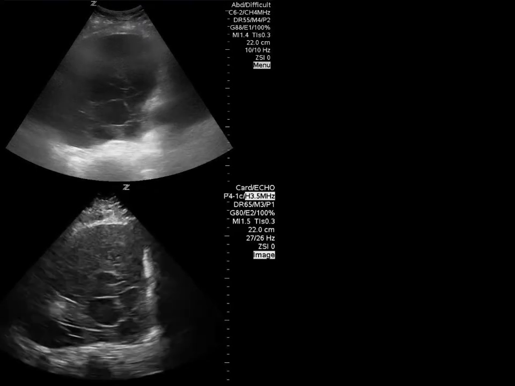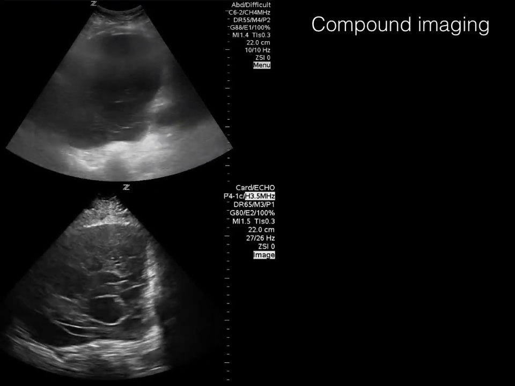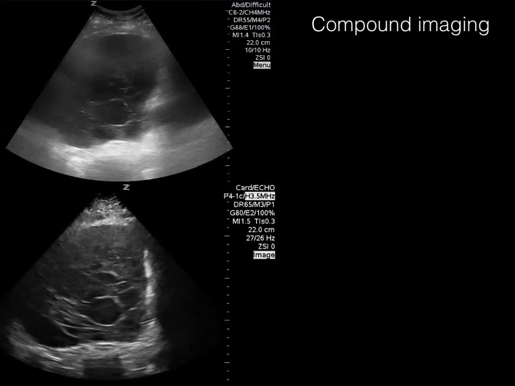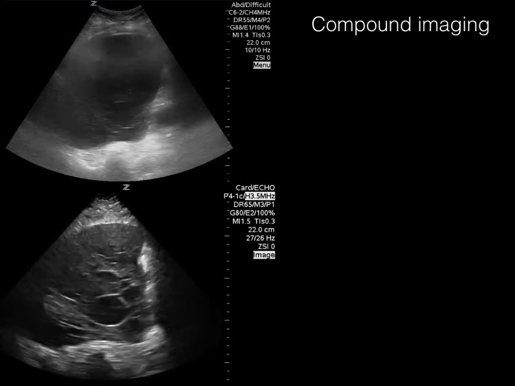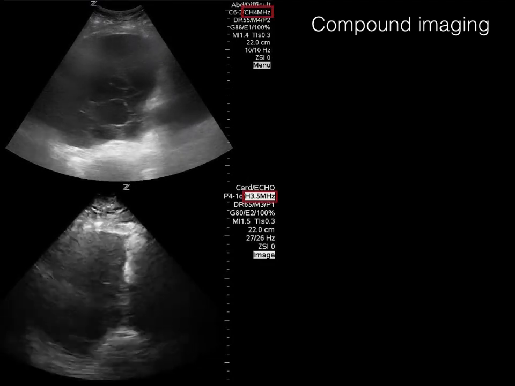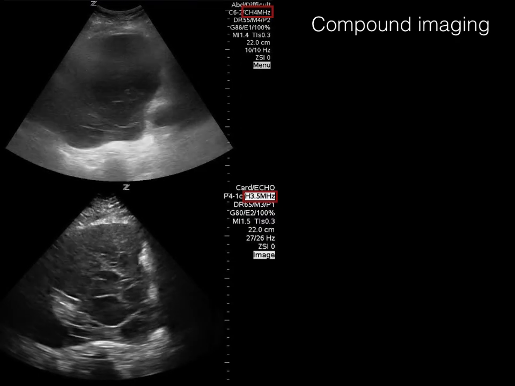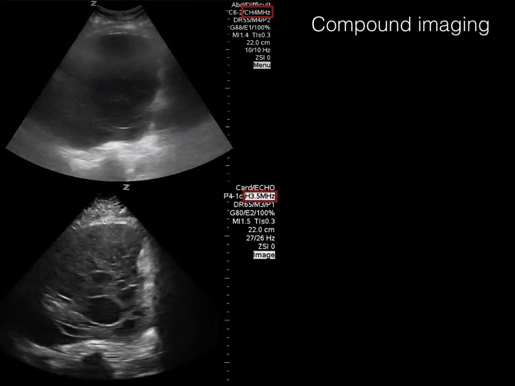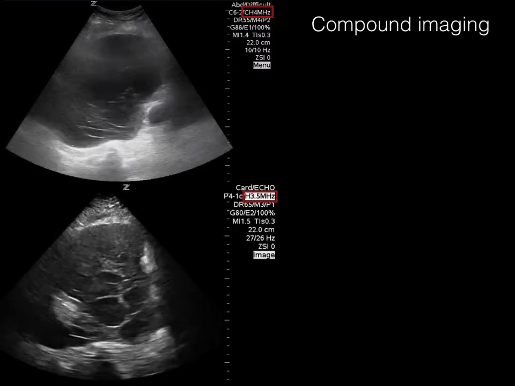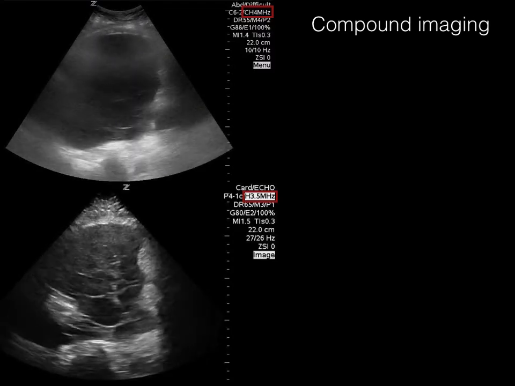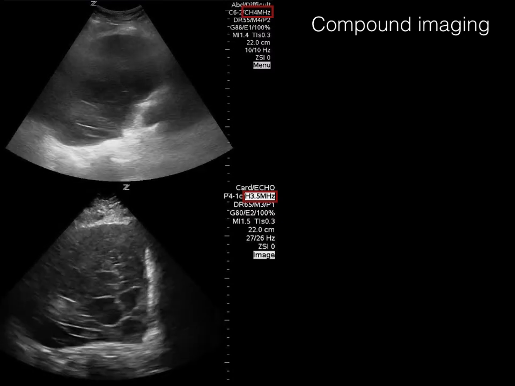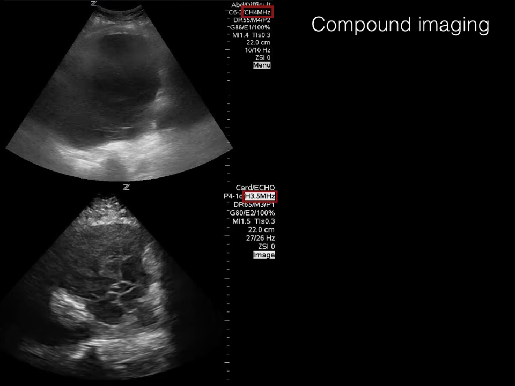First thing I wanted to bring up is compound imaging. Although the top one's using the abdominal probe, or the C2 to 6, and the bottom one's using the phased array, the frequency that they're using is about the same: 4 megahertz and 3.5. They both have harmonics on, but the one at the top has that little C, which means compound imaging. How compound imaging works is it's trying to clean up the picture to make it look nicer by getting a couple more views of whatever you're trying to look at.